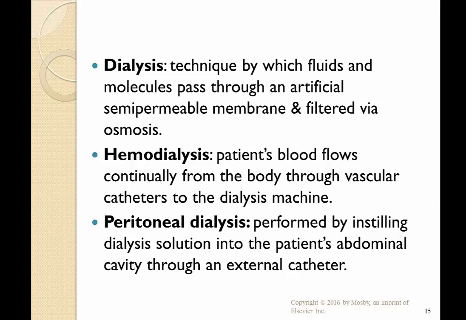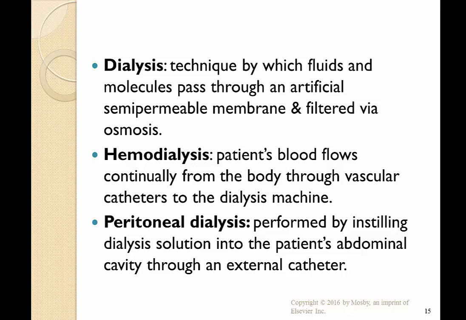There are 2 types of dialysis. The first is hemodialysis, and this is when the patient's blood flows continually from the body through a vascular catheter to the dialysis machine. Your patient will have what we call an AV shunt, generally in their forearm, to allow access to both arterial and venous blood. And the blood flow will go through the machine's filters, and it will filter things out, and then it will be returned to the patient's body. And often patients with chronic renal failure are on hemodialysis. Often they have to go 3 times a week and perhaps more.